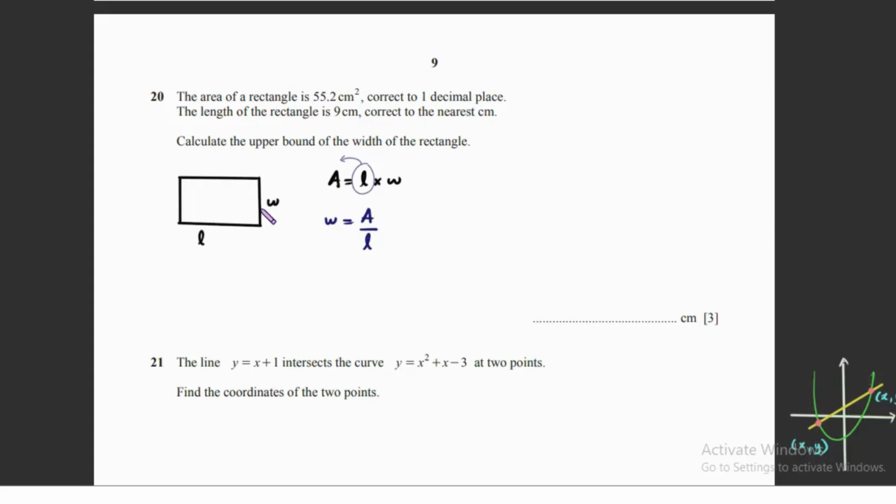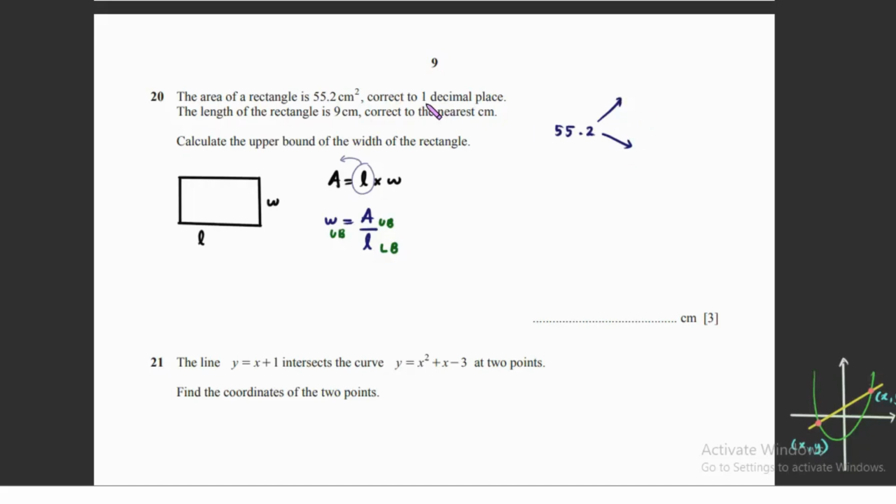Now, I need to find the upper bound for W. To calculate the upper bound for W, we need to see what combination will give you the largest possible value for W, which means it has to be the upper bound of A and the lower bound of the length. The value of A is given to us as 55.2. So 55.2 is the value of A. We need to calculate the upper bound for A. So whether to calculate the upper bound or the lower bound for A, we need to see how much is to be added or to be deducted.